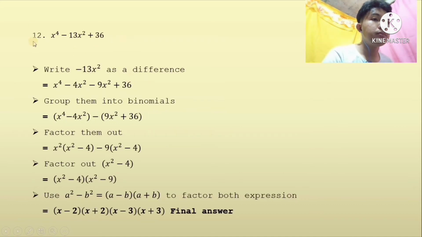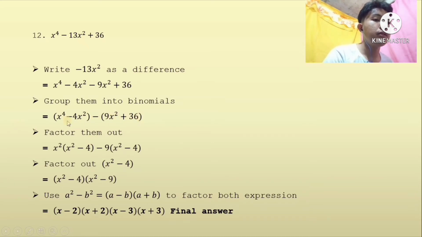So next, number 12, let's factor x raised to 4 minus 13x squared plus 36. So first, write negative 13x squared as a difference, so that you can group them into binomials and factor them easily. So negative 13x squared becomes negative 4x squared minus 9x squared. So then you can group them into binomials: the binomial of x raised to 4 minus 4x squared, minus the binomial of 9x squared plus 36.